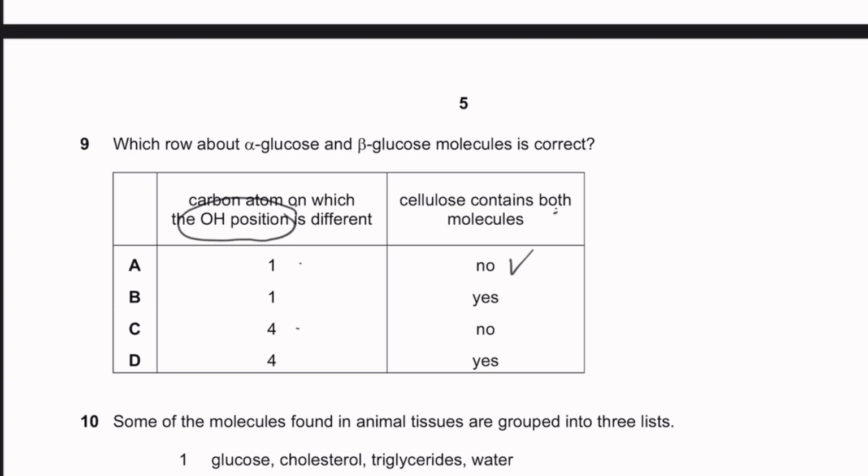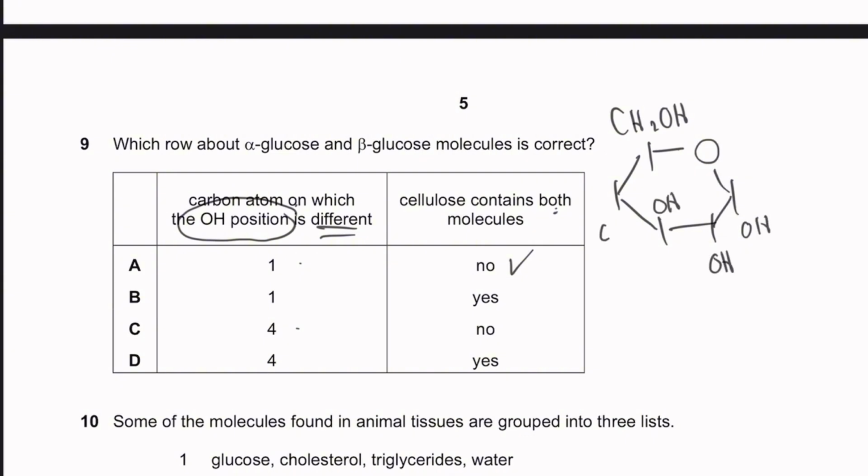Oh, okay, sorry. Since they're asking for the place at which it's different, let's go ahead and draw alpha-glucose and beta-glucose. So for alpha-glucose, it will be down, up, down, down, down, up, down. Meanwhile here in beta-glucose, this is alpha, this is beta.